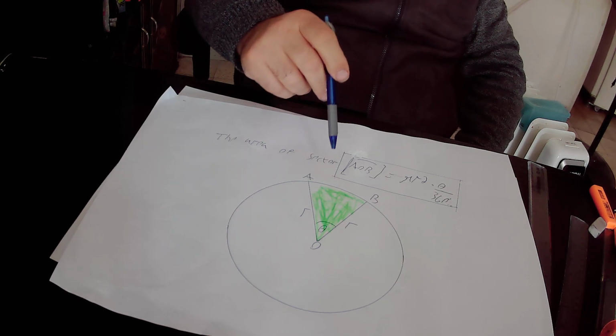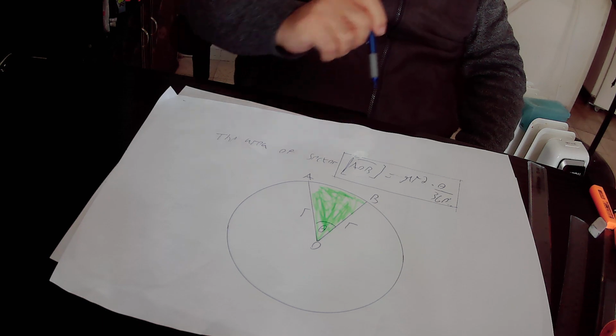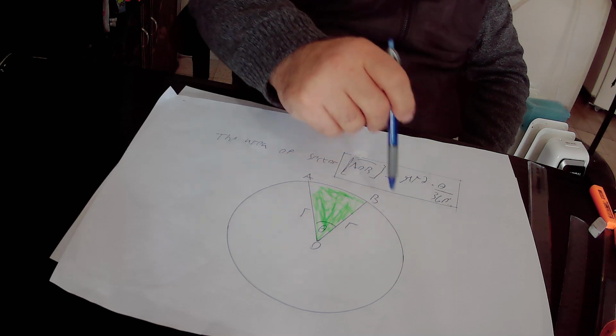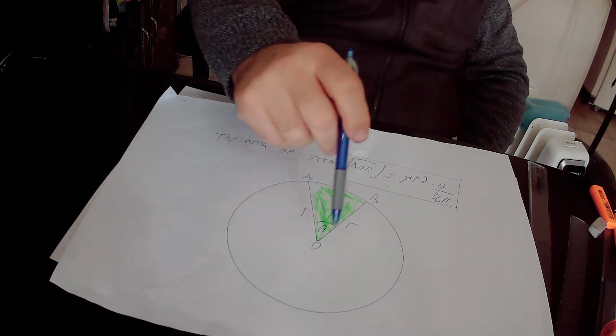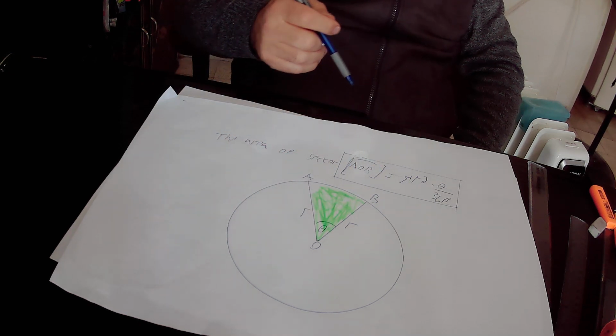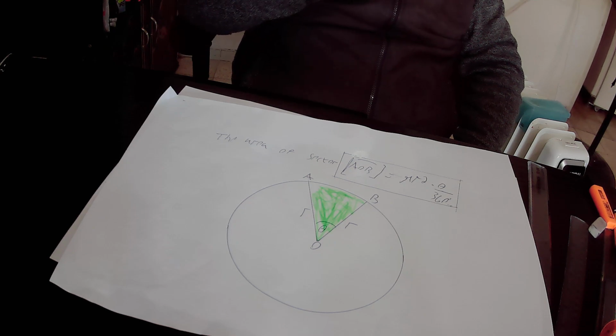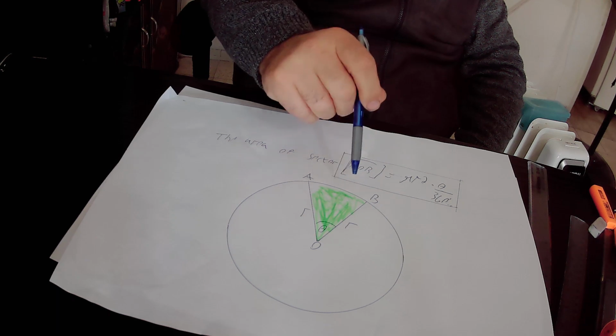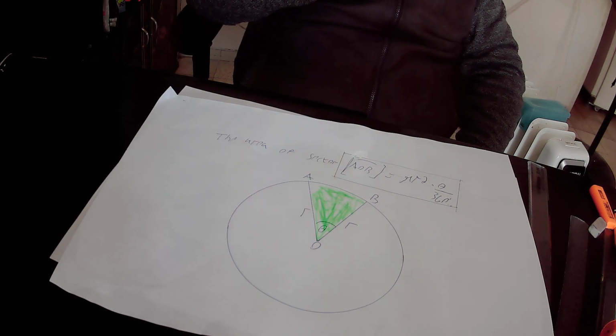And what is the area of this sector AOB? The area of sector AOB equals the area of the circle that contains the sector, that is pi r squared, times the angle between the legs of the sector, that is theta, over 360 degrees.